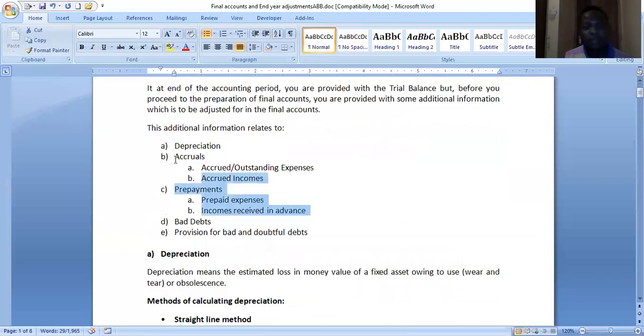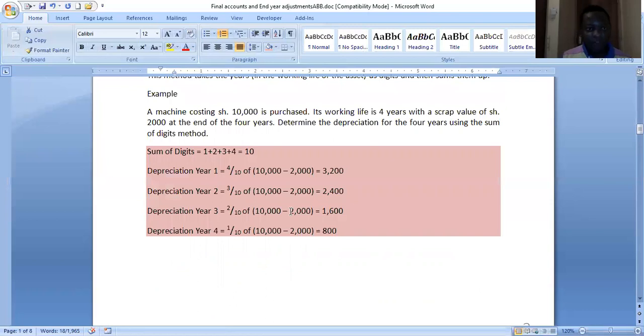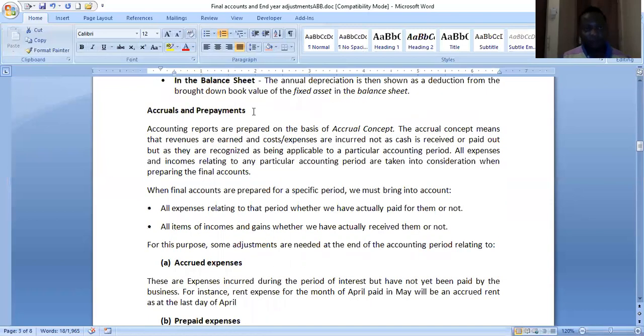Our second adjustment is accruals and prepayments. Under the accruals, we have the accrued expenses, and we have the accrued incomes. Under prepayments, we have prepaid expenses and incomes received in advance. So let's move on to the details of each. So we have accruals and prepayments.